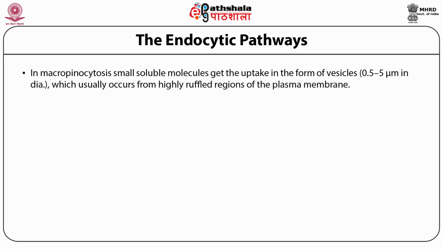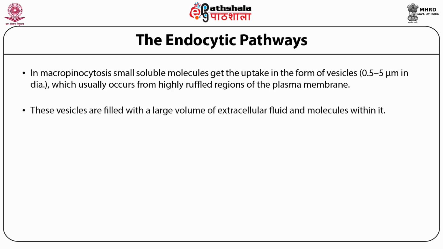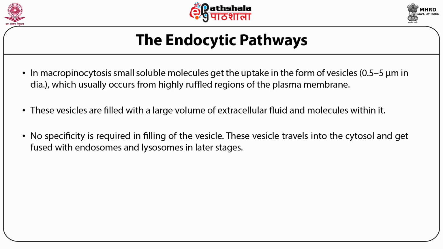In macropinocytosis, small soluble molecules are taken up in the form of vesicles, which are basically 0.5 to 5 micrometers in diameter, and which usually occur from highly ruffled regions of the plasma membrane. These vesicles are filled with a large volume of extracellular fluid and the molecules within it. No specificity is required in filling of the vesicle. These vesicles travel into the cytosol and fuse with endosomes and lysosomes in their later stages.